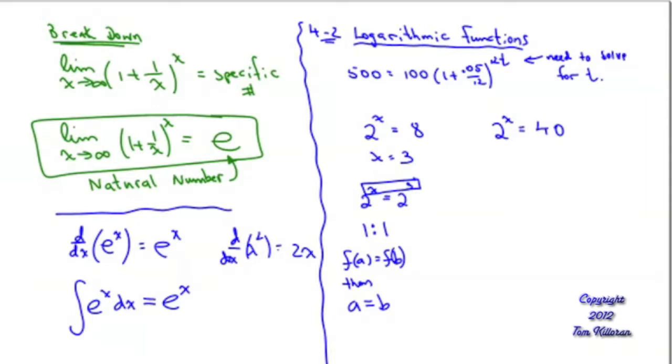2 to the sixth is? 64. So one of them is 32 and the other one is 64. So 2 to the fifth and 2 to the sixth. What does this tell you? It's in between. It's in between what? 2 to the 5th and 2 to the 6th. The answer has to be somewhere between x equals 5 and x equals 6.